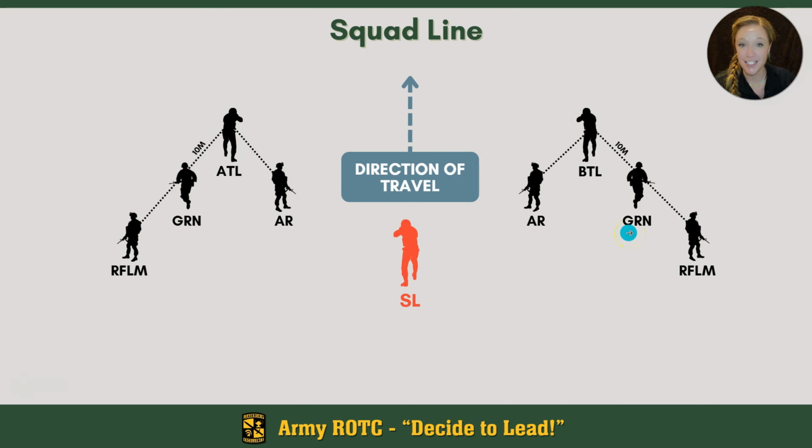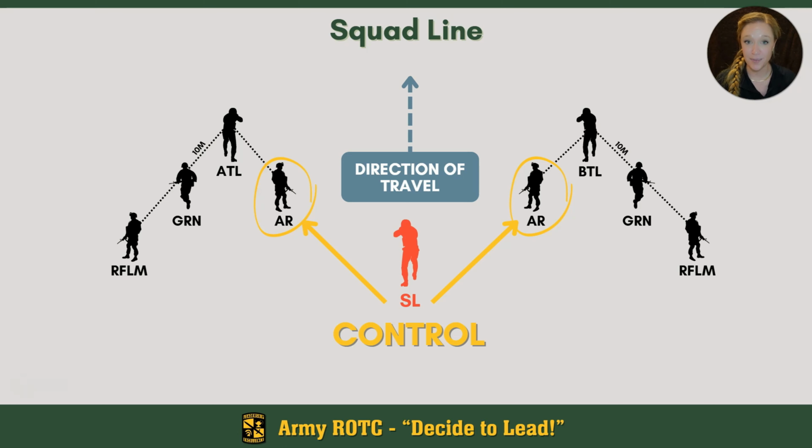Now, in this particular example, our direction of travel again is to the north or forward. So with that, keep in mind on this squad line, everybody is facing forward. They're moving that direction and they're facing forward. Now with that, what do you notice about the location of the automatic riflemen now? Well, they're close to the squad leader. And this time the characteristic that we're focusing on is control.